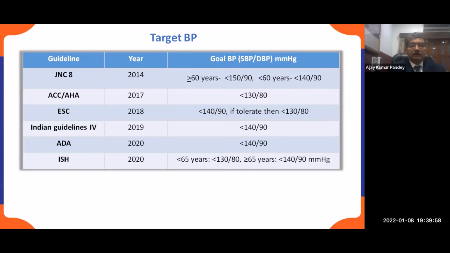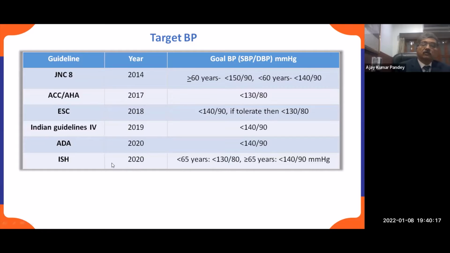The American Diabetes Association and the International Society of Hypertension nowadays recommend that for people less than 65 years, we should aim for 130 by 80. For more than 65 years, 140 by 90 is okay. But JNC 8, which is a very old one, we don't go with that.